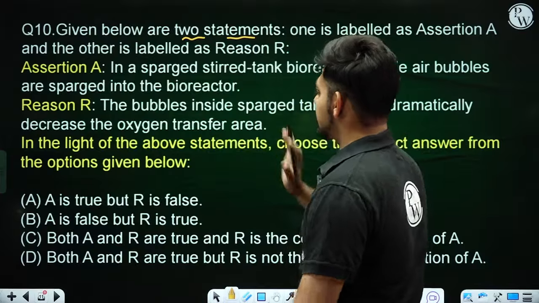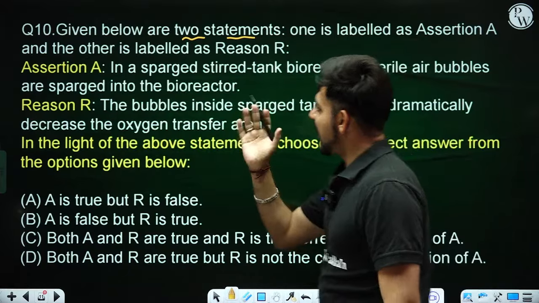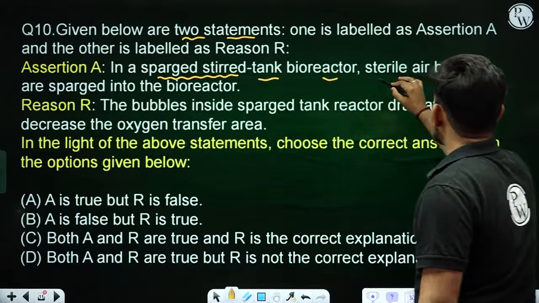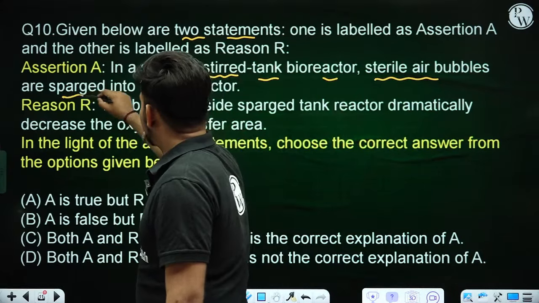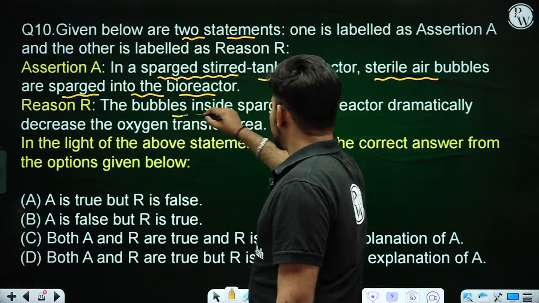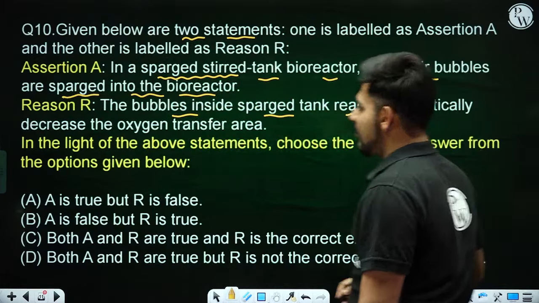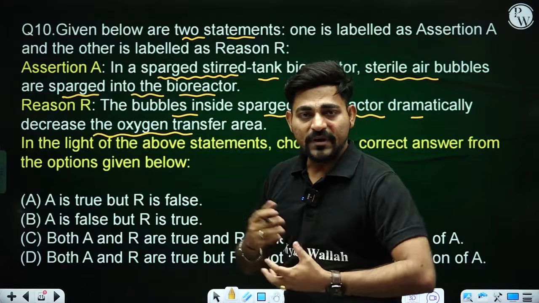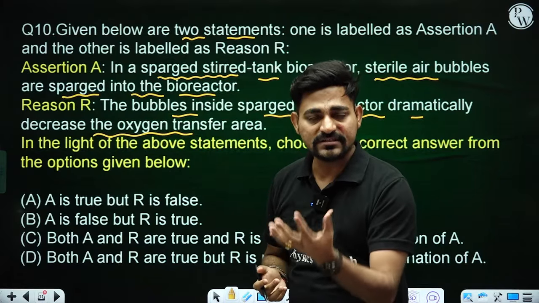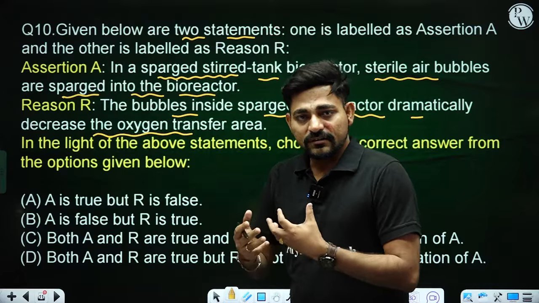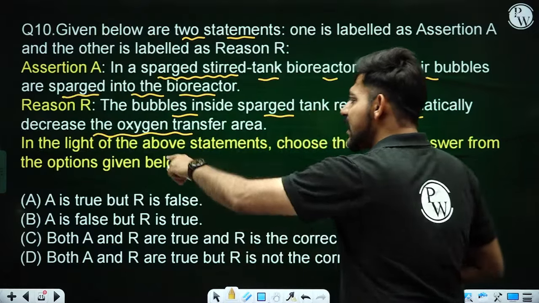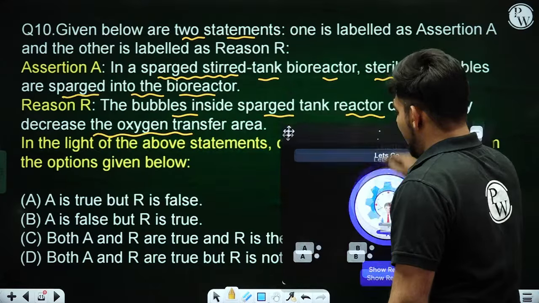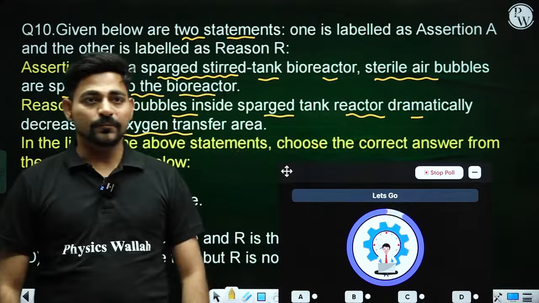Now we are moving forward to the next question, and the question is saying, given below are two statements. Okay, so assertion and reason kind this is. So first check what assertion is telling us. In a sparged stirred tank bioreactor, sterile air bubbles are sparged into the bioreactor. The bubbles inside the sparged tank reactor dramatically decrease the oxygen transfer area. So where you are providing the oxygen bubbles inside the liquid medium, that will be creating the sparging effect. So will that be decreasing the oxygen transfer area or increasing the oxygen transfer area? If you know the fact, the answer is a cup of tea for you.